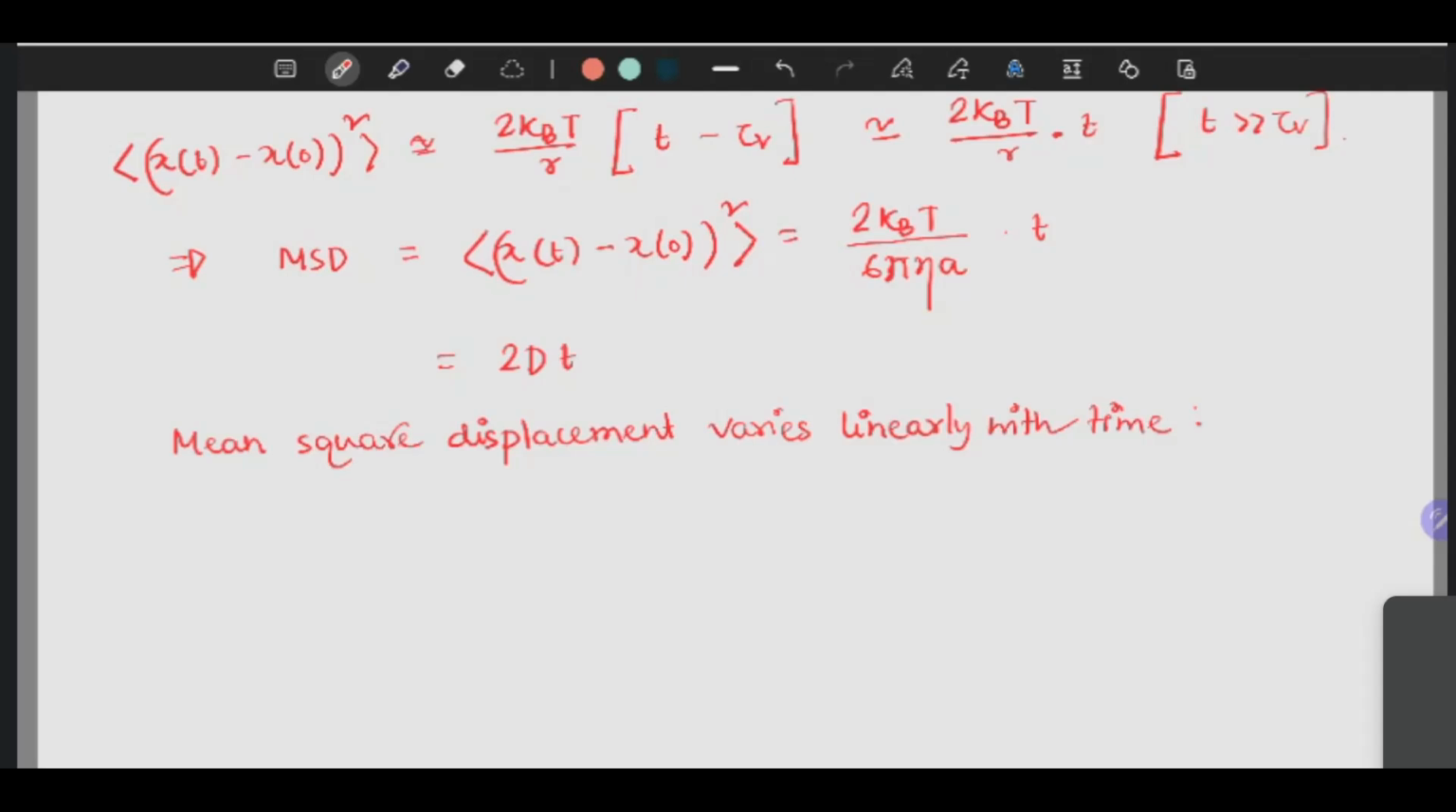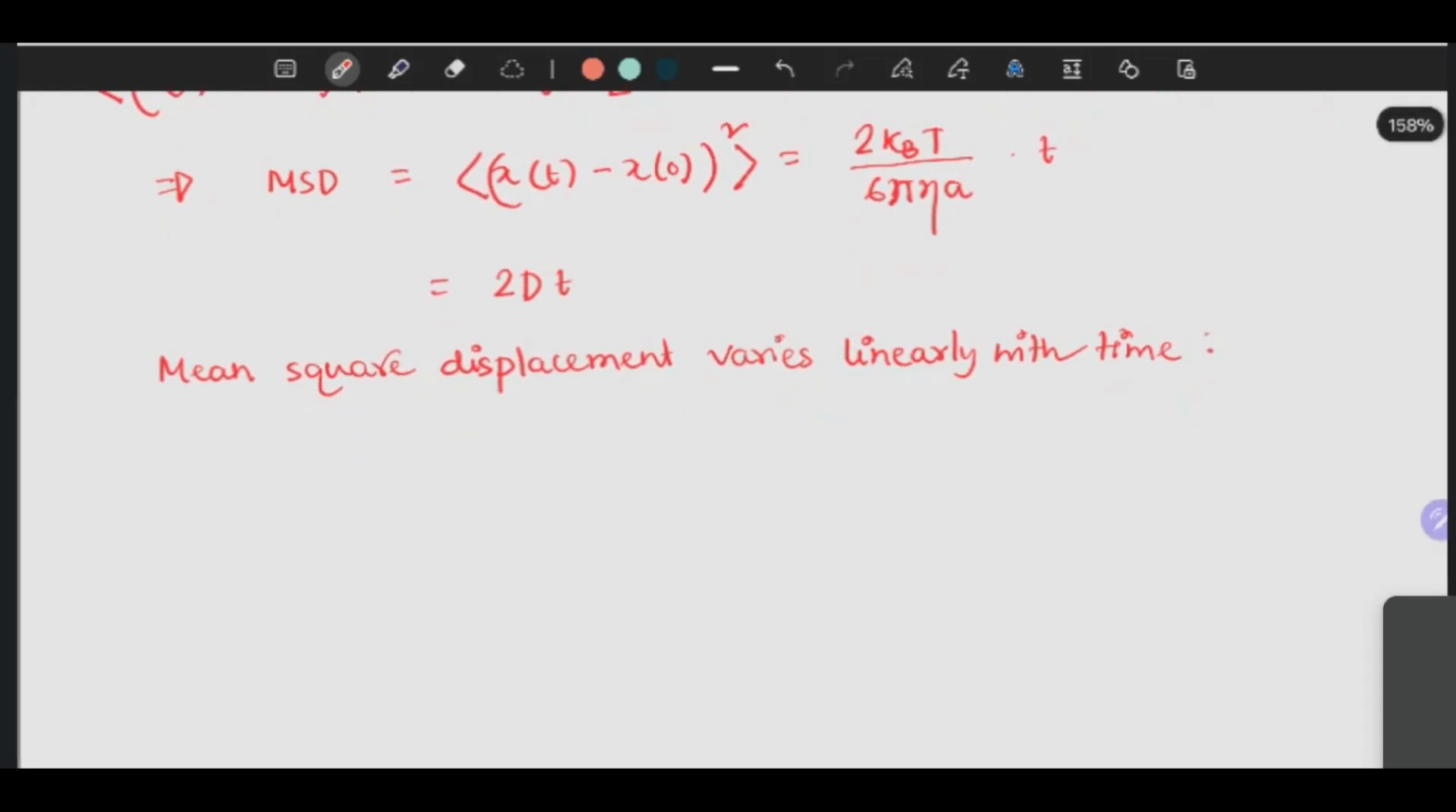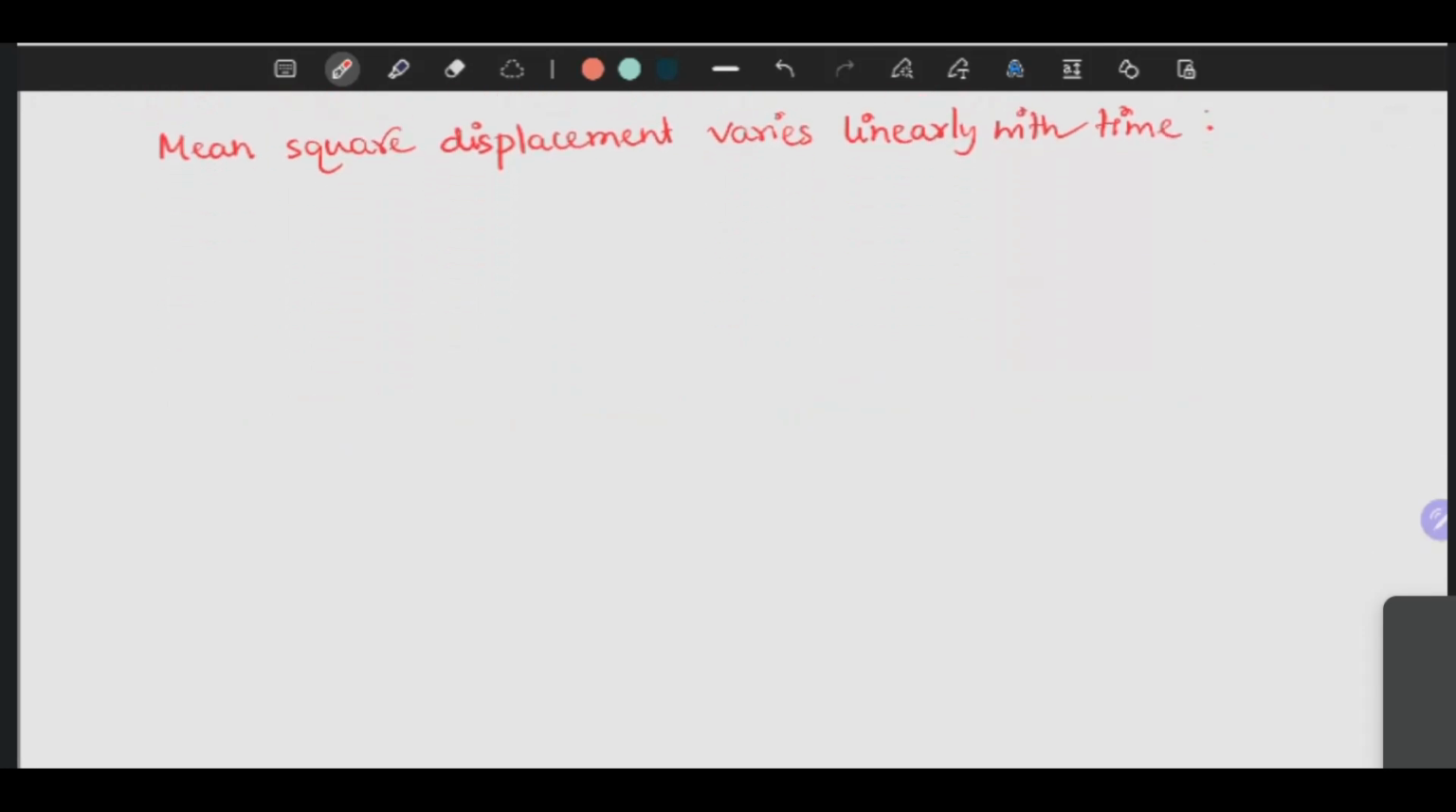Now there is one important thing in this discussion, which is how to calculate the Stokes drag. For that I will derive it for a spherical particle. Okay. So for a spherical particle I will derive the Stokes drag on a sphere.